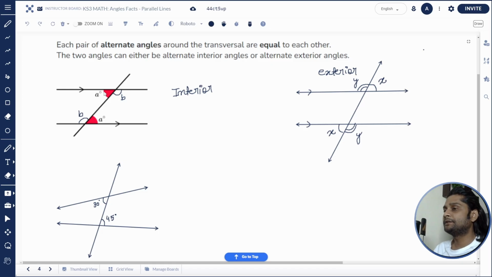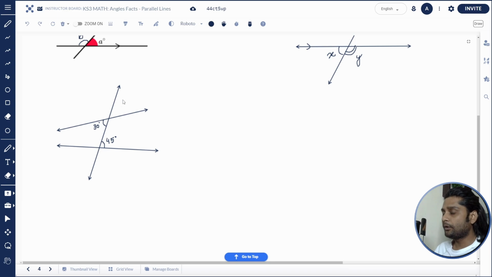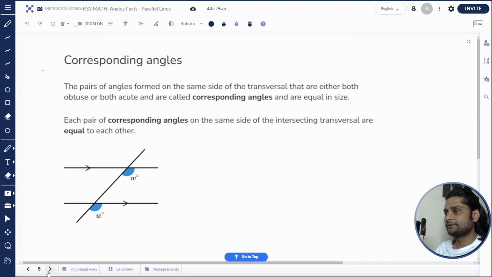Why? Because they are made between two parallel lines. If the angles are made between non-parallel lines, they are still called alternate angles or alternate interior angles, but this time they won't be equal because the lines are not parallel. Okay, so let's continue with the next kind of angles, which are called corresponding angles. Just like we have alternate angles equal between two parallel lines, if the lines are parallel, the corresponding angles are also equal.